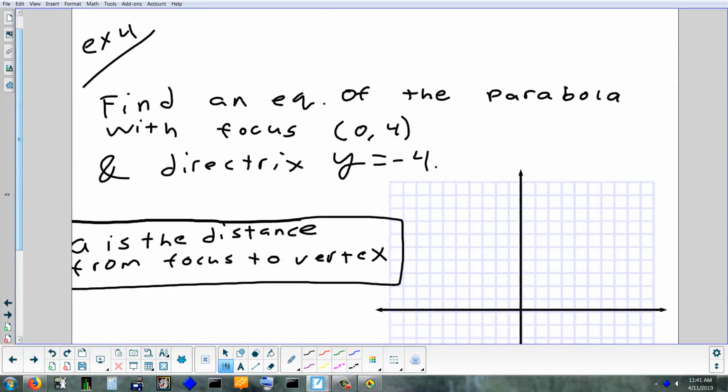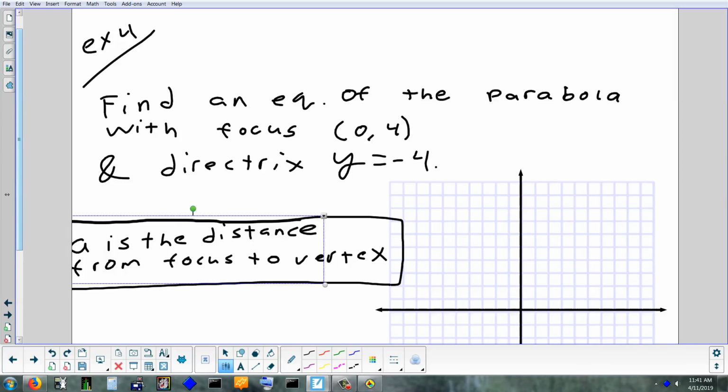Okay, this one. Find an equation. All right, so this time I'm not going to sketch it. I might use a quick sketch to help me, but I'm not really going to sketch something nice. So find an equation of a parabola that has that focus and that directrix. You already wrote this down in your notes earlier. I'm just writing it to remind you again.